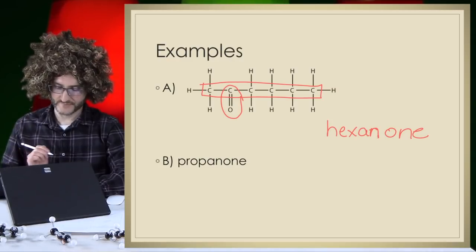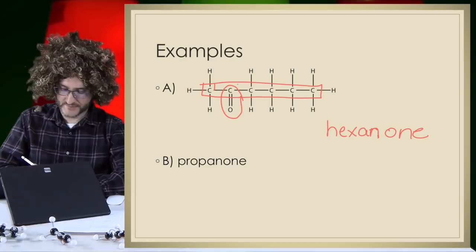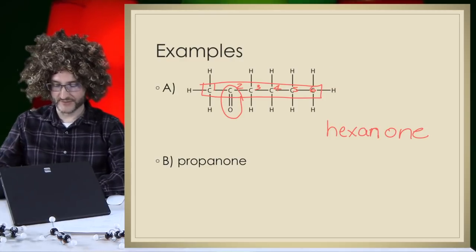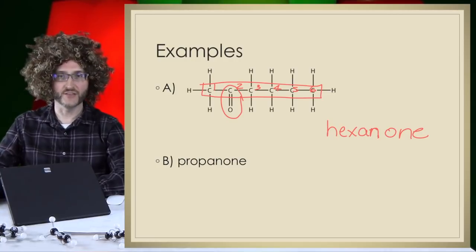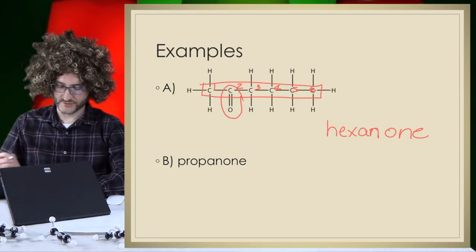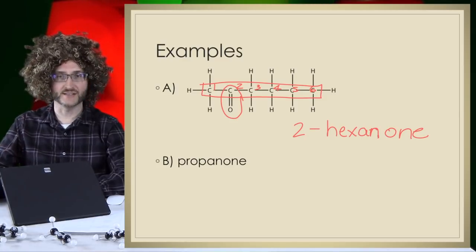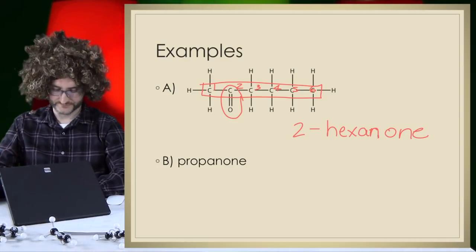All right, so now we have to worry about location, location, location. So where is that functional group? Looks like it's on carbon number 2, and that does keep it on the lowest carbon number. I wouldn't want to number the other way. Very good. So specifying that it's on the second carbon, 2-hexanone. Very good.